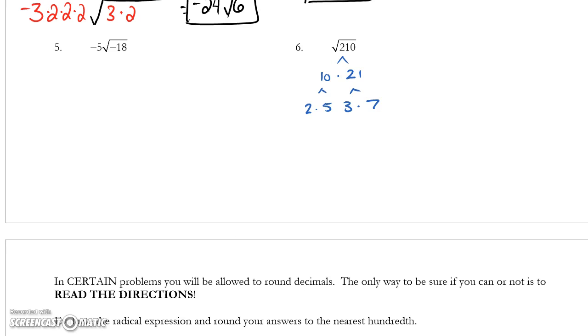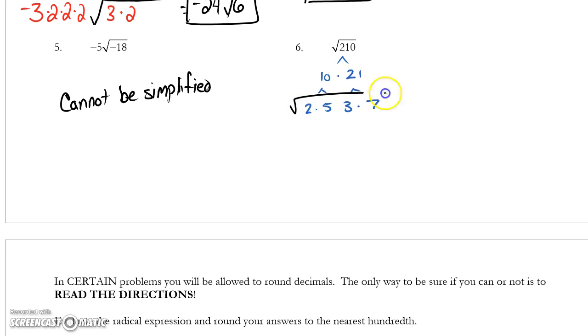Number 5, I cannot simplify this. There is no way to do this. There is no solution. This cannot be simplified. Or I'd say that this is not a real solution.